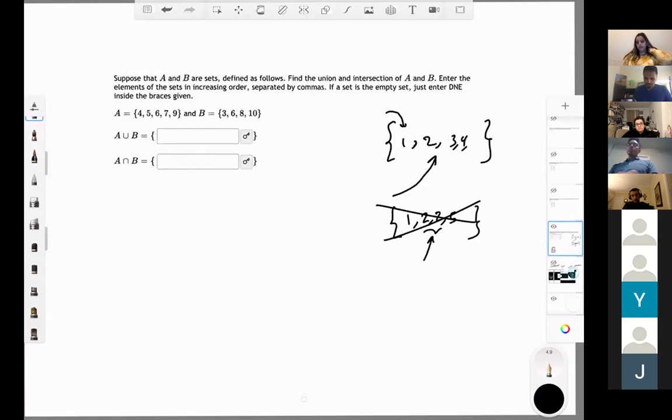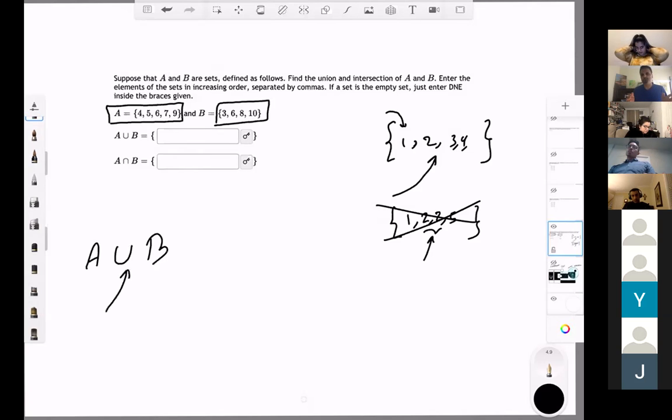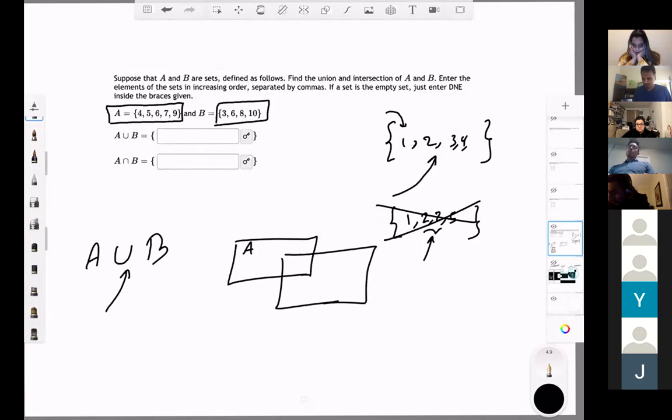And so we have two sets. One of them is 4, 5, 6, 7, 9. Another one is 3, 6, 8, 10. They're asking us, what is A U B? So this U means union B. Again, union means, if this is A and this is B, union means all of it.